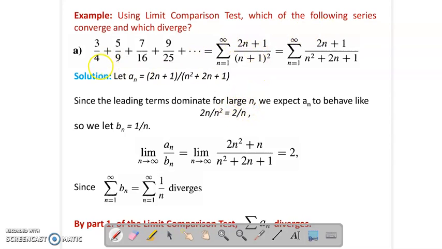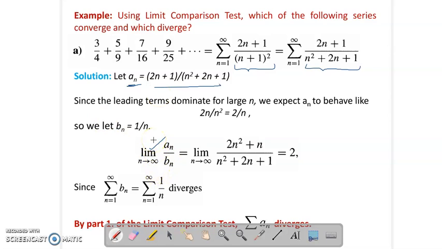So the first series is given and the nth term of the series is also given. It is (2n plus 1) upon (n plus 1) whole square. So just opening the whole square, this is the nth term of the series, say an is equal to this term. Now, how do you choose bn? Because you have to eventually find the limit n tending to infinity an by bn.